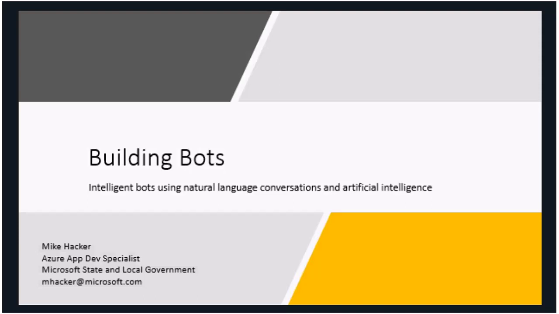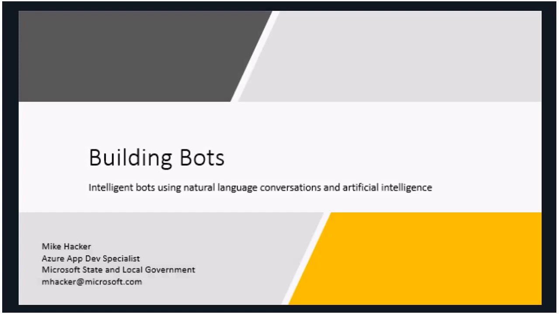Today I'm going to be talking about building bots, and these are intelligent bots using natural language conversation and artificial intelligence. Now we're seeing a lot of interest from our state and local government customers around building bots and being able to deploy them to maybe be part of their website, maybe be able to interact through other mediums such as text messaging or maybe through Facebook or other means. And it's really to allow organizations to reach citizens where they actually are. So allowing people to interact in a way that feels natural to them.